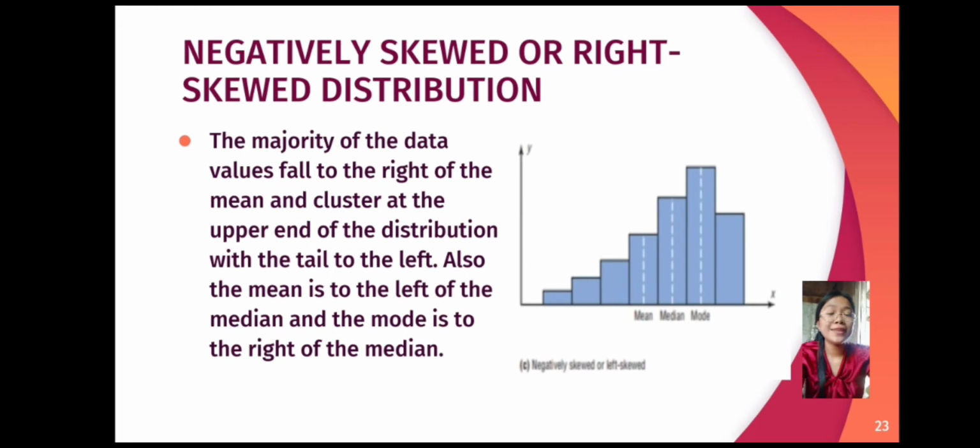When the majority of the data values fall to the right of the mean and cluster at the upper end of the distribution with a tail to the left, the distribution is said to be negatively skewed or left skewed. Also, the mean is to the left of the median, and the mode is to the right of the median. As an example, a negatively skewed distribution results if the majority of students score very high on an instructor's examination. These scores will tend to cluster to the right of the distribution.